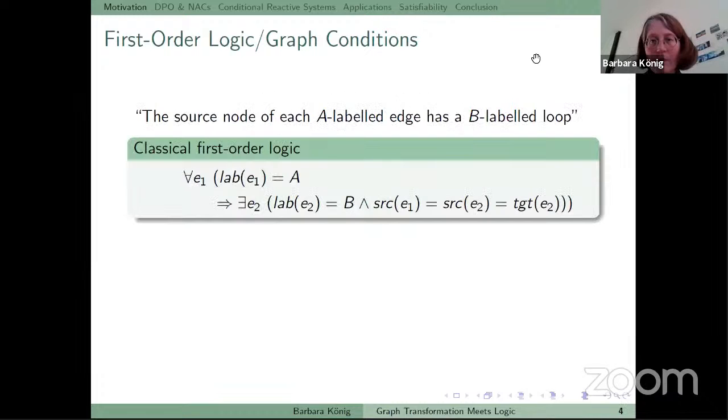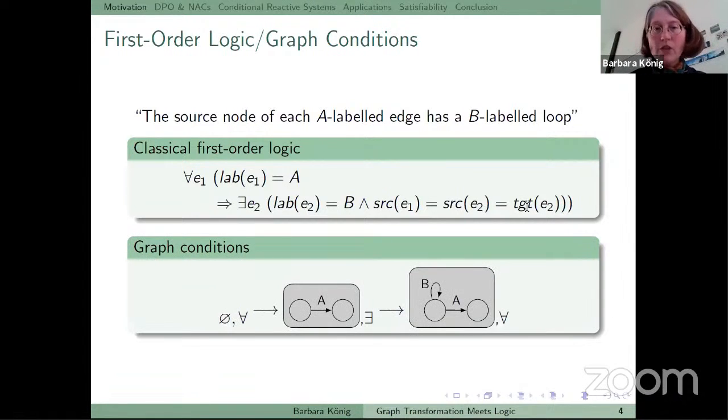Okay, so let's start a bit with first order logic. Let's try to formulate a condition on graphs using first order logic. I want to say that the source node of each A-labeled edge has a B-labeled loop. The syntax is not so important, but we could say that for all edges E1, if the label of E1 is A, this implies that there is another edge E2, such that the label of E2 is B, and the source of E1 is the same as the source of E2, and it's the same as the target of E2, so that you know that B is a loop. This is something you can say in first order logic.